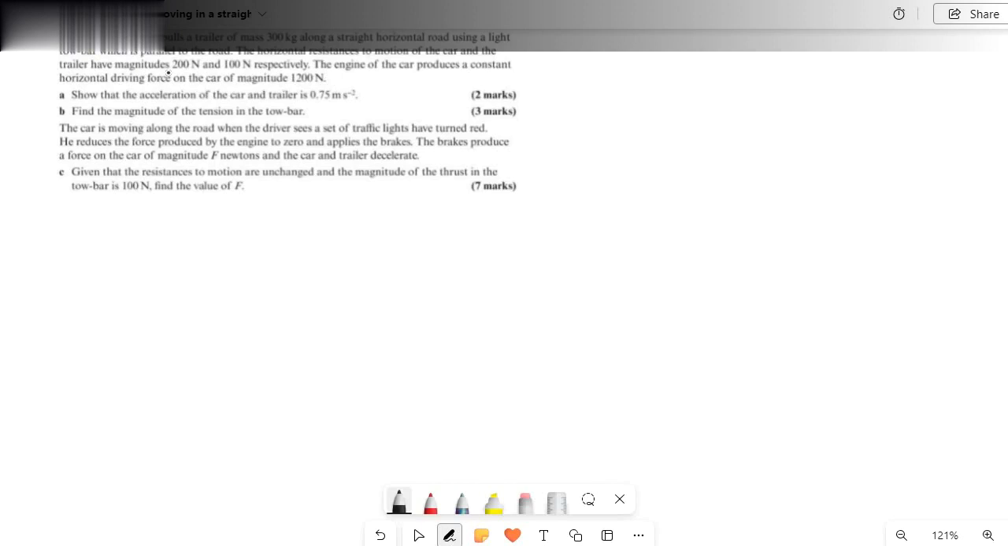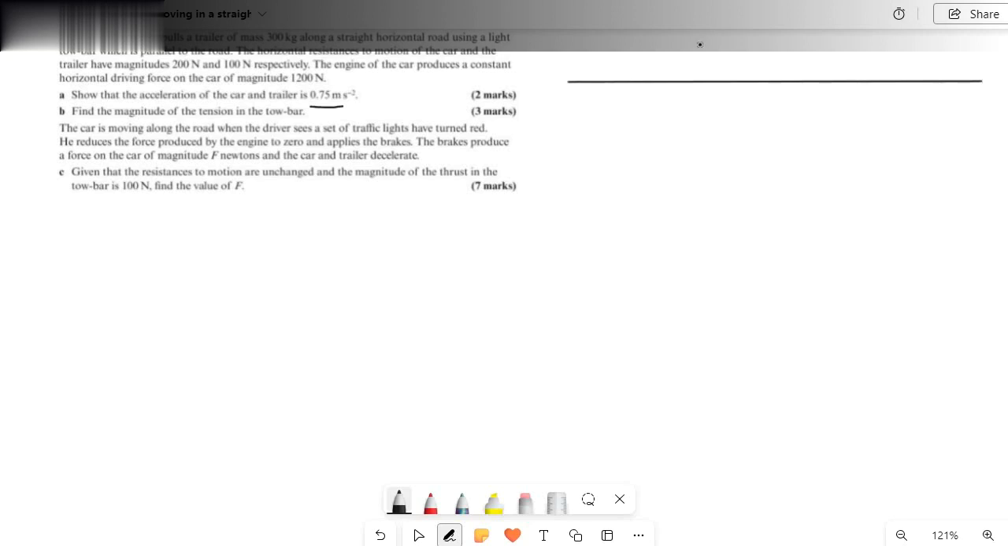For the second one, a car of mass 900 kilograms pulls a trailer of mass 3000 kilograms along a straight horizontal road using a light towbar which is parallel to the road. The horizontal resistances to the motion of the car and the trailer have magnitudes 200 newtons and 100 newtons respectively. The engine of the car produces a constant horizontal driving force on the car of magnitude 1200 newtons. We have to show that the acceleration of the car and the trailer is 0.75 meters per second squared for part A.